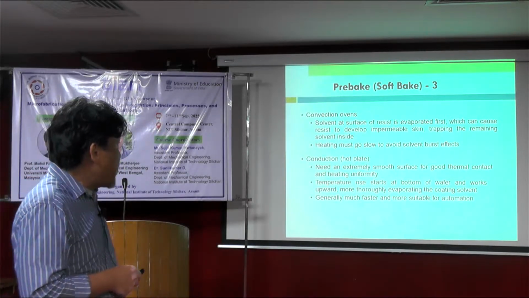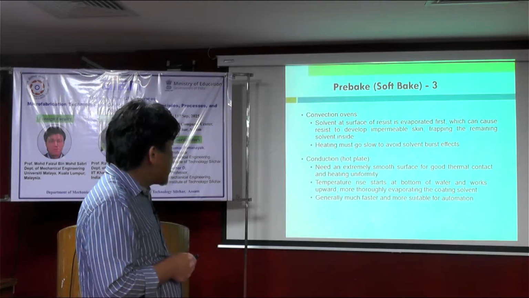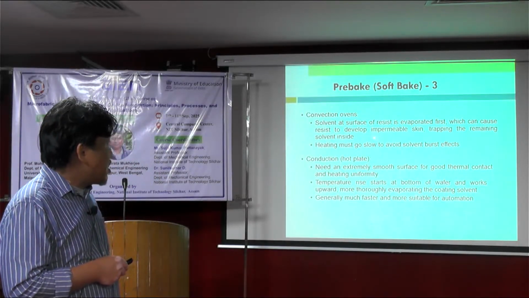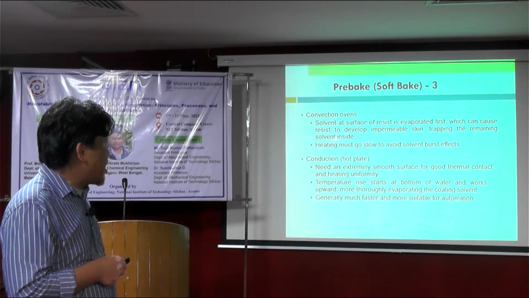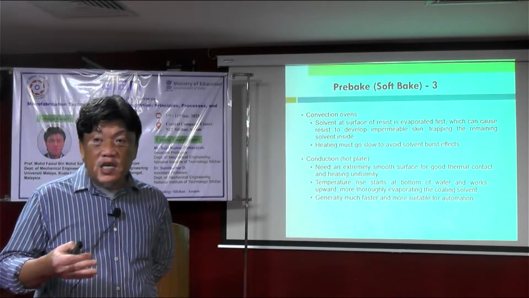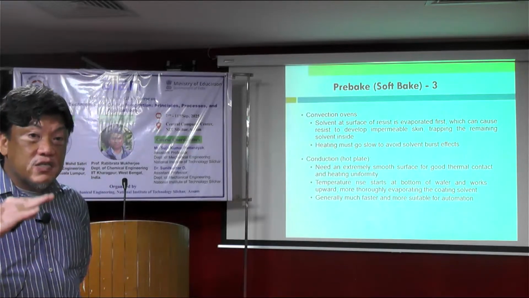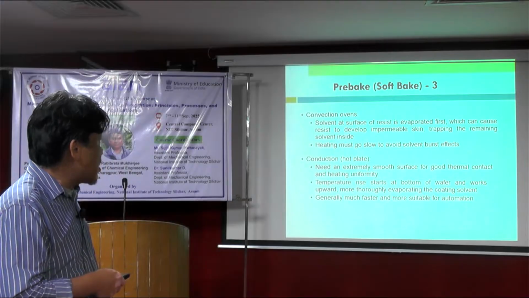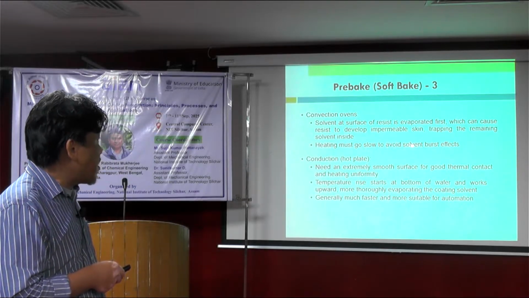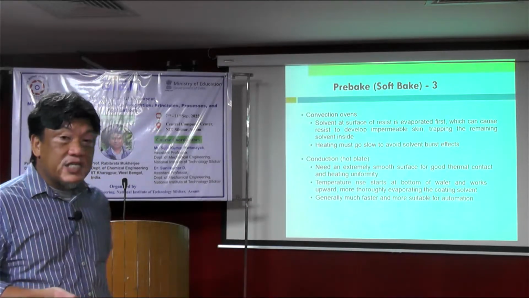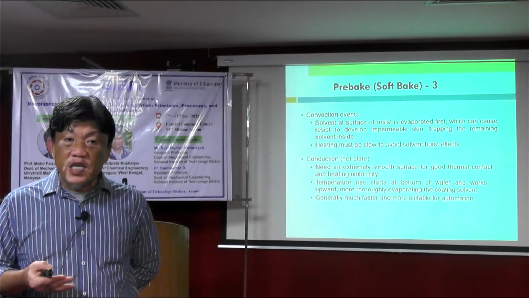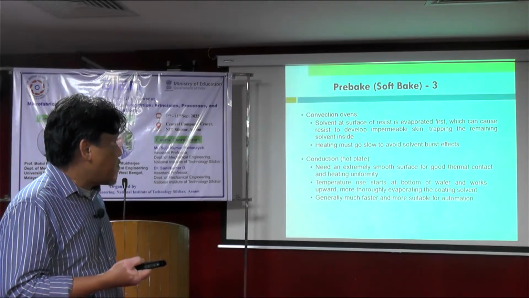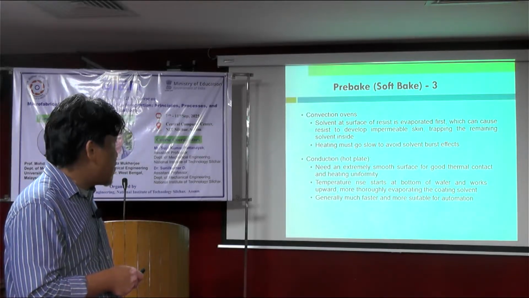So for use of a convection oven, solvent at the surface of the resist is evaporated first, which can cause the resist to develop an impermeable skin, trapping the remaining solvent inside. Sometimes the bottom side is still soft because the solvent is trapped in the photoresist. And heating must go slow to avoid the solvent burst effect. So that's why it takes some time when you use an oven. So the time is longer because it's a kind of slow process of baking.